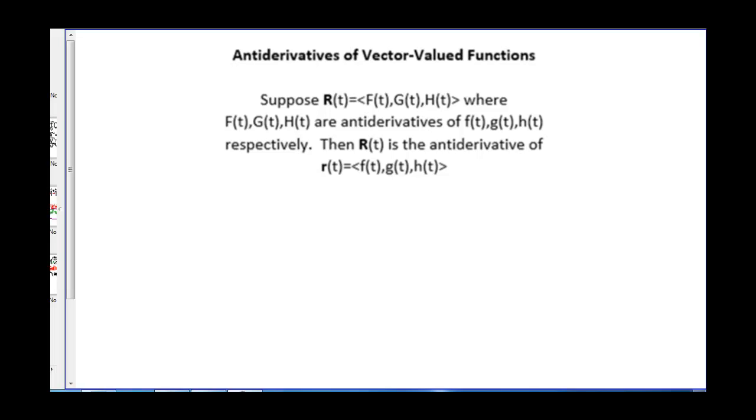Antiderivatives of vector-valued functions. Suppose capital R of t equals the vector capital F of t, capital G of t, capital H of t, where F, G, H are the antiderivatives of lowercase f, g, and h of t respectively. Then capital R of t is the antiderivative of lowercase r of t equals lowercase f of t, g of t, h of t. So what this means is that we take our antiderivatives component-wise just like we did our derivative.